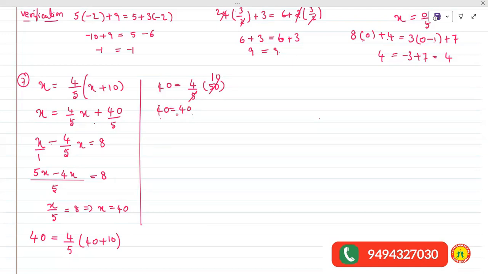The next one, the same thing we will find out in another way. Sir, LHS and RHS, we can make the denominators the same and then we can cancel the denominators. Yes, here x equals 4 by 5.